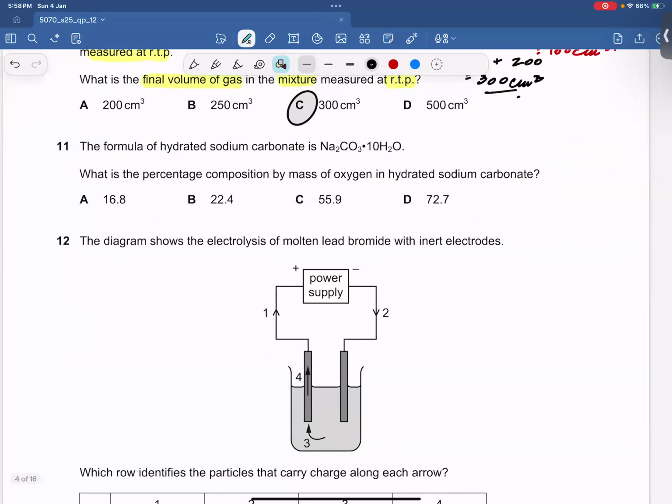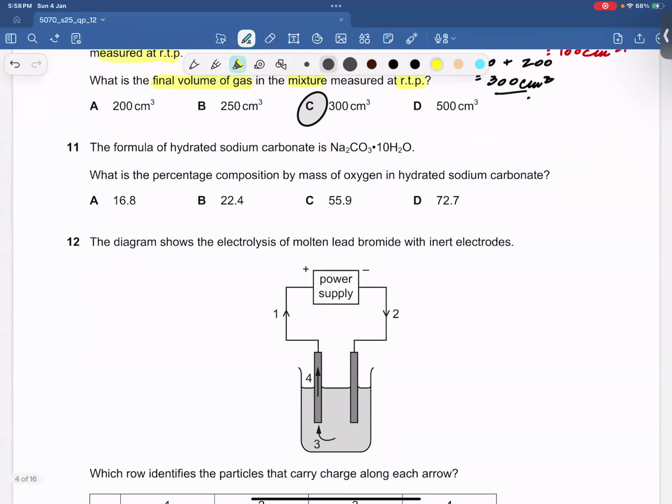Question number 11. The formula of hydrated sodium carbonate is this. First of all, take out the MR of this compound. Sodium carbonate has an MR of 106 plus 10 times 18 is 180, I believe. Yes. So when we add these two values plus 106, it's going to be 286. So 286 is the MR of hydrated sodium carbonate.